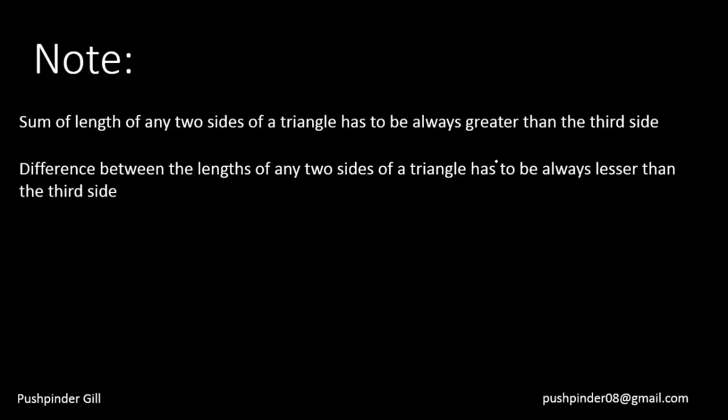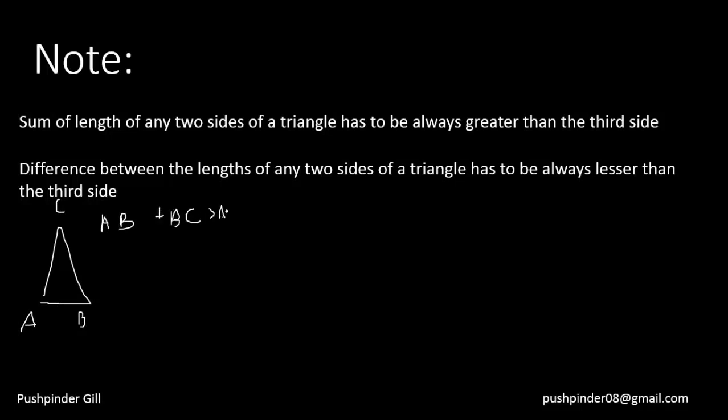Now let's go ahead and start with our very first property. The property says that the sum of the lengths of any two sides will always be greater than the third side. Similarly, the difference between the lengths of any two sides will always be less than the third side. That means, let's suppose this is a triangle and this is A, this is B and this is C, the sum of any two sides will always be greater than the third side. That is how a triangle would be made.